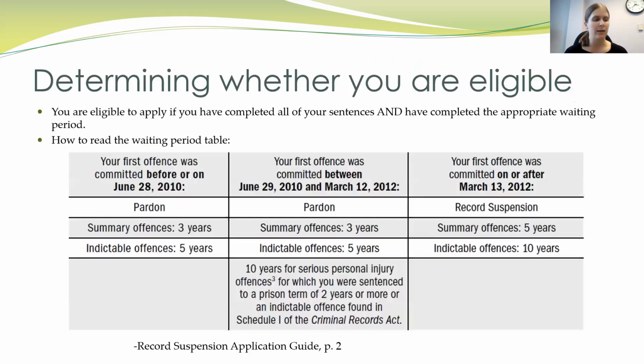So if you can apply, then to be eligible, you need to have completed all of your sentences and completed the appropriate waiting period. And when they say all of your sentences, they mean all fines, surcharges, costs, restitution, and compensation orders, as well as all sentences of imprisonment, conditional sentences, including parole and statutory release, and any probation orders. So all of those things fall under the umbrella of sentences.